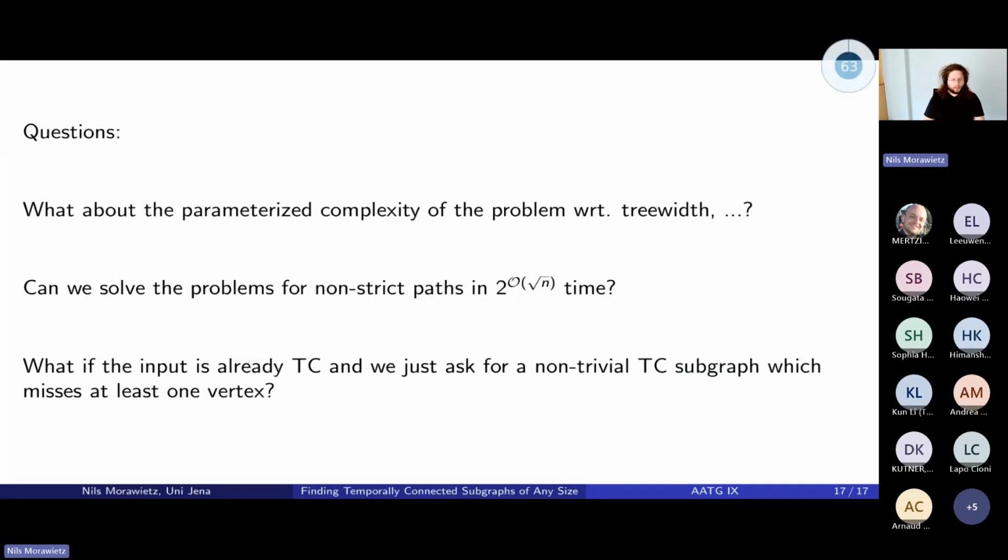And finally, it would also be interesting to look at essentially our problem, but what if the input graph already is temporally connected and we just want to find a non-trivial TC subgraph that is not the whole vertex set? Like, you should get rid of at least one vertex and you just want to know, can you still find something of non-trivial size? Because the input graph already is temporally connected, it might give you some kind of structural insight or help to possibly make the problem easy.